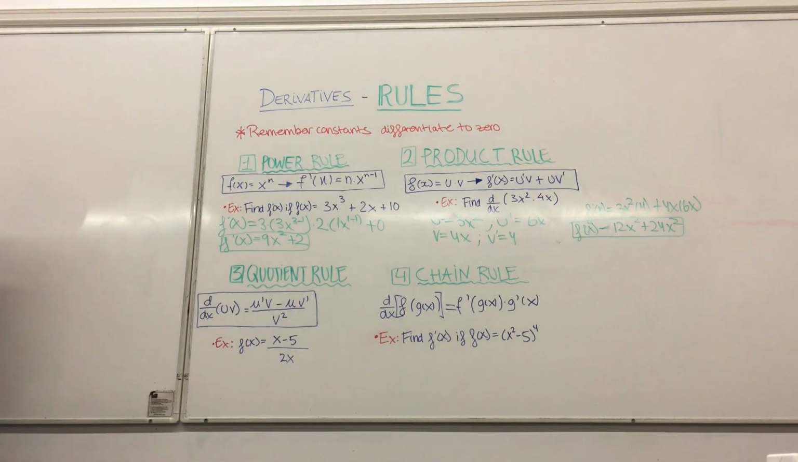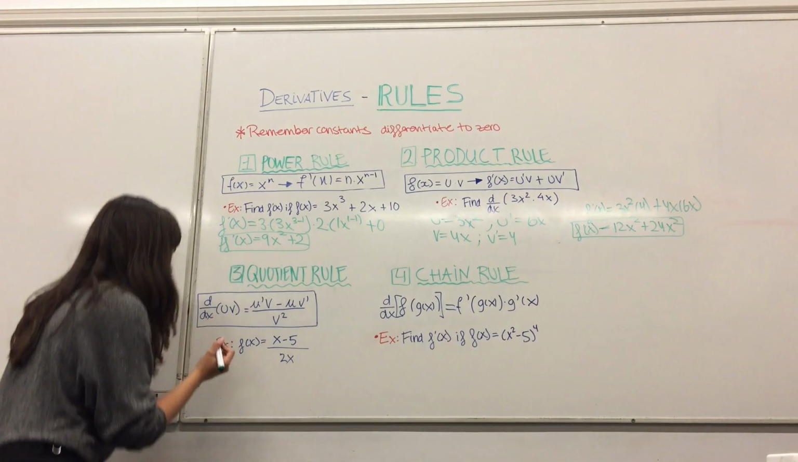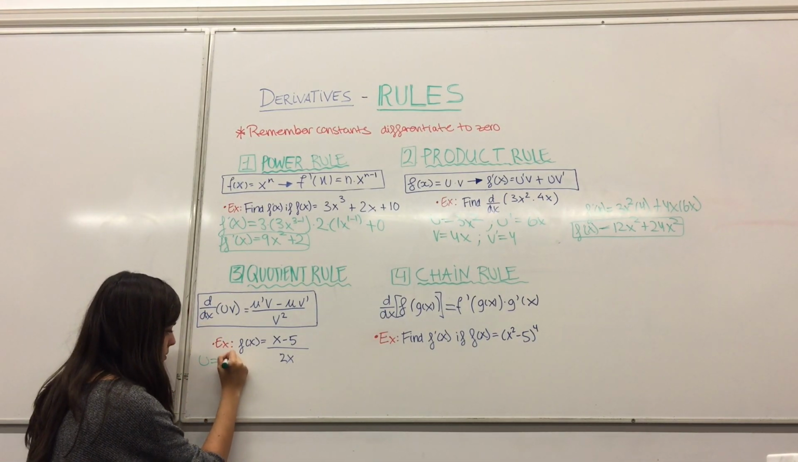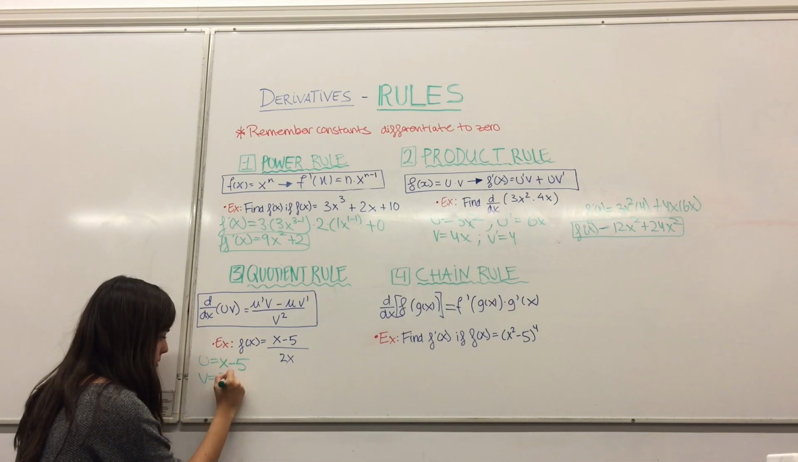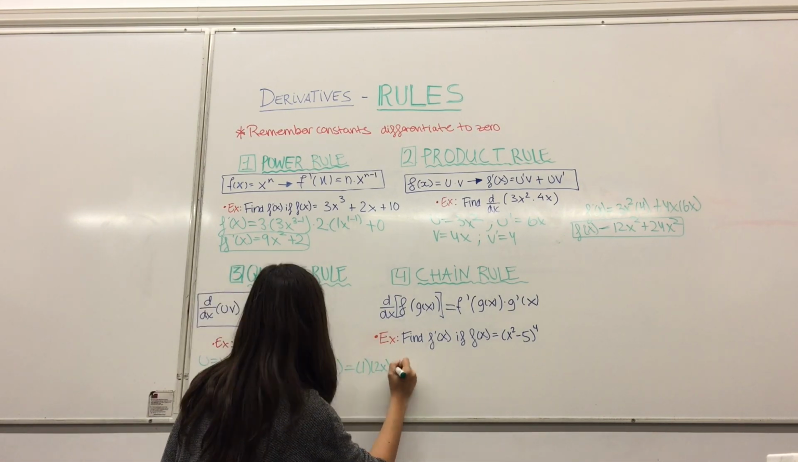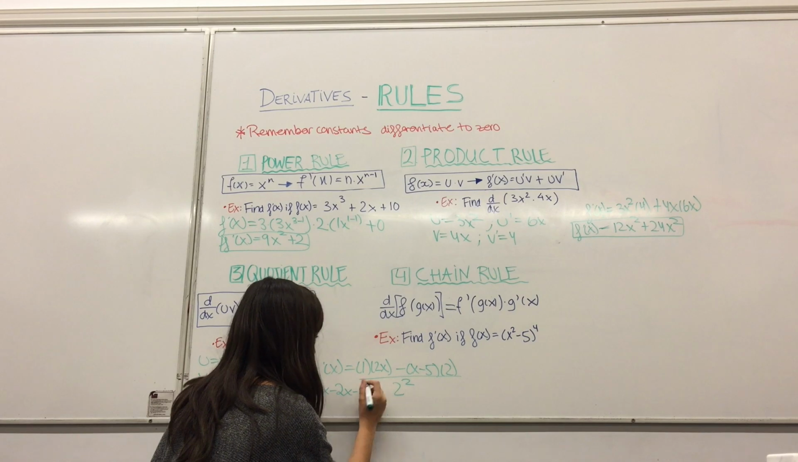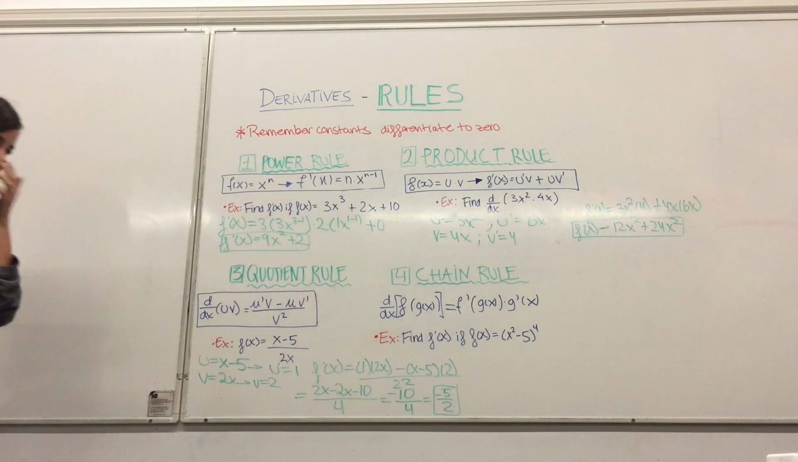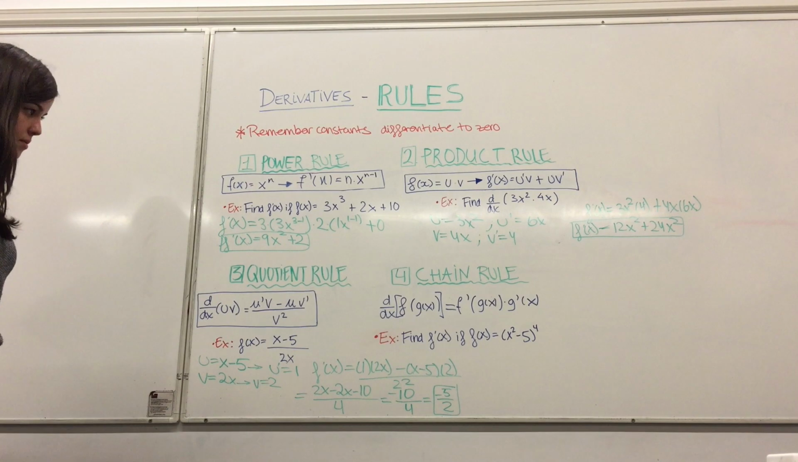Quotient rule is used to differentiate the quotient of two functions. Bottom times derivative on top minus top times derivative of bottom all over bottom squared. For the chain rule, you need to differentiate outer function and multiply it by the derivative of the inner function.